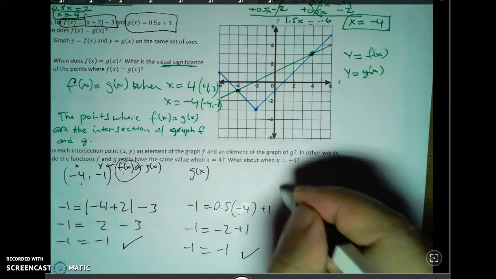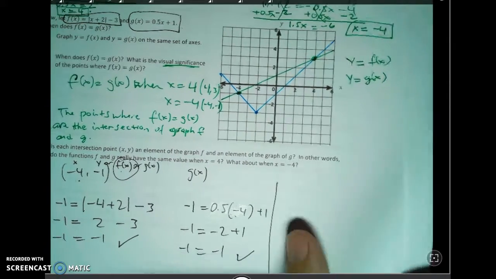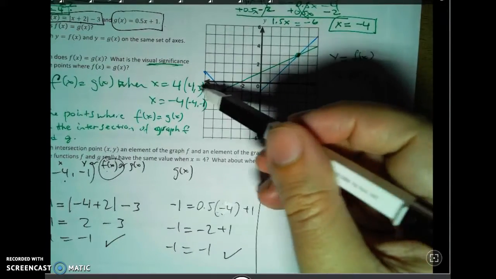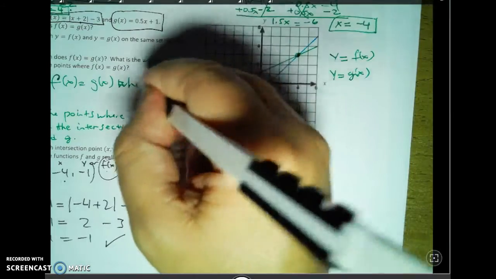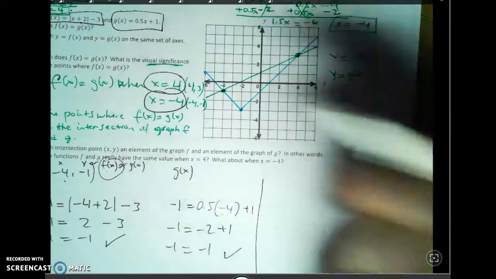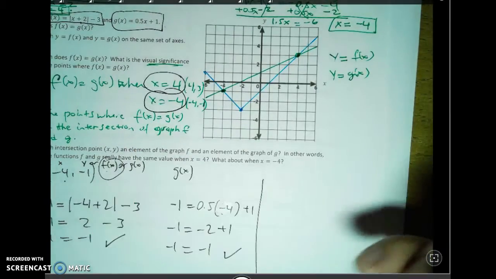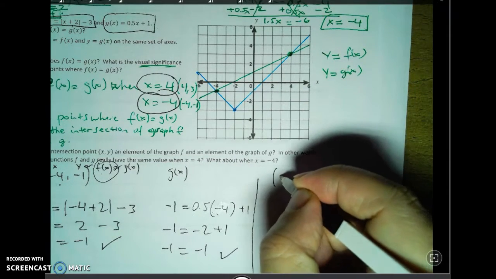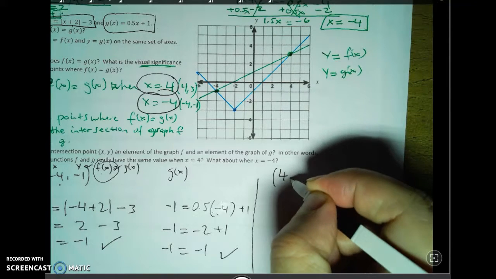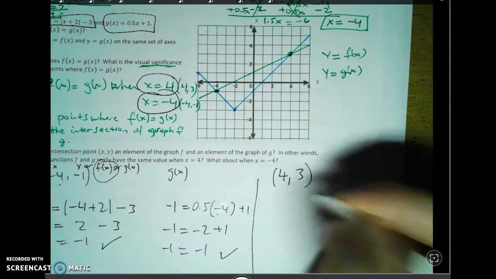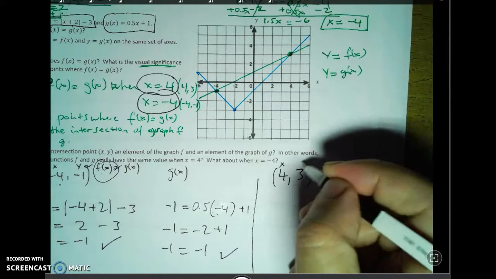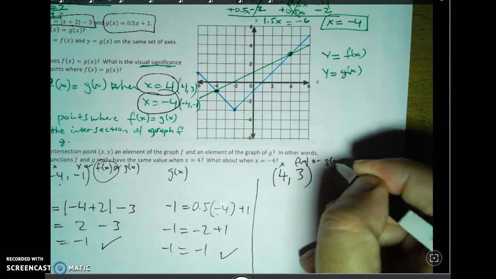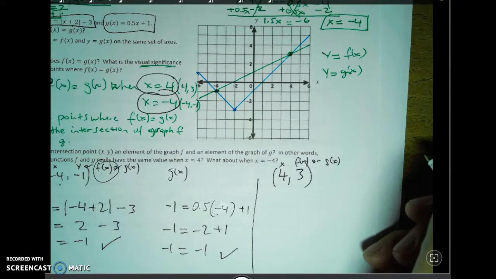Now we need to find out if it checks for 4, right? Because we had 2 points. We had x equals 4, and then x equals negative 4. Right now we just checked for x equals negative 4. So now we're going to use the other point, positive 4 and 3. So when x is 4, f of x or g of x is 3.